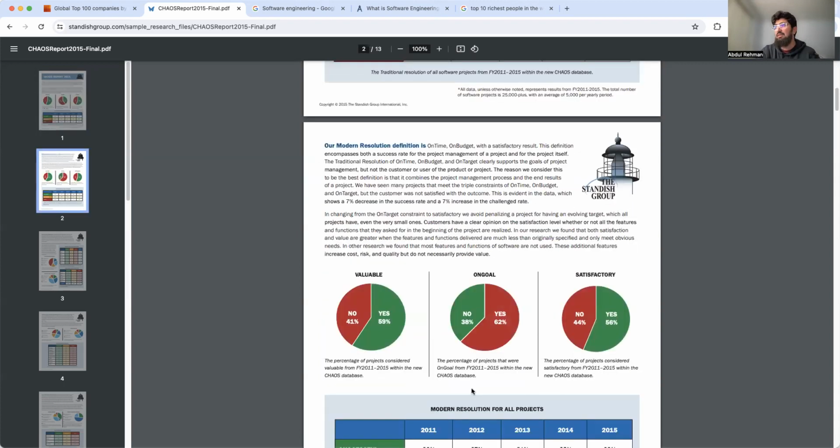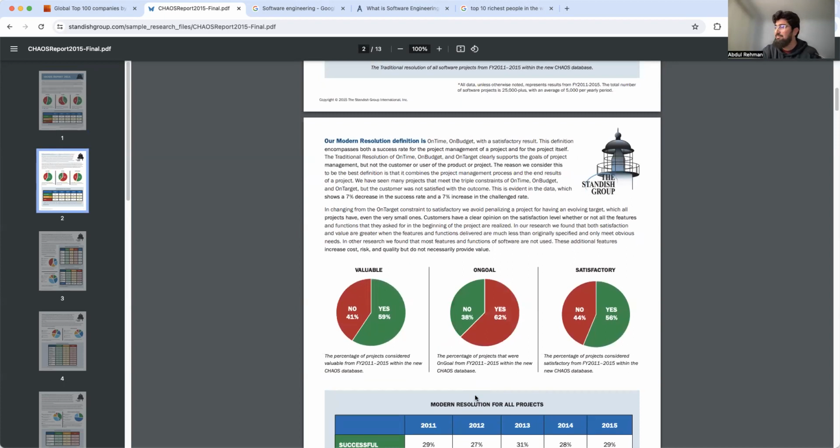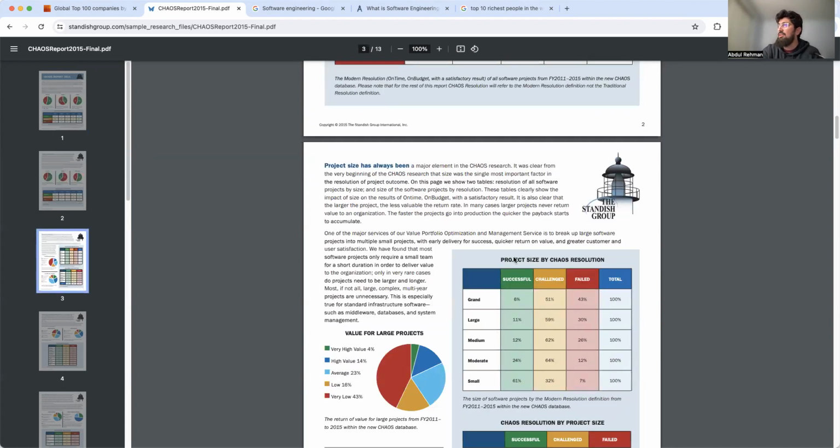So if you go further downwards, you're going to see the overall project size by CHAOS resolution. So success is 6% if you have a grand project, and success is just 11% if the project is large, medium, moderate, and small. I can see that if you get a small project, then the success rate is higher. So managing a large or grand project is getting crucial and not easy.